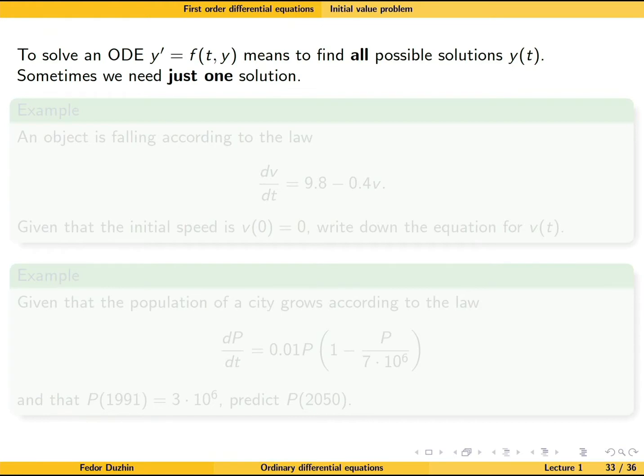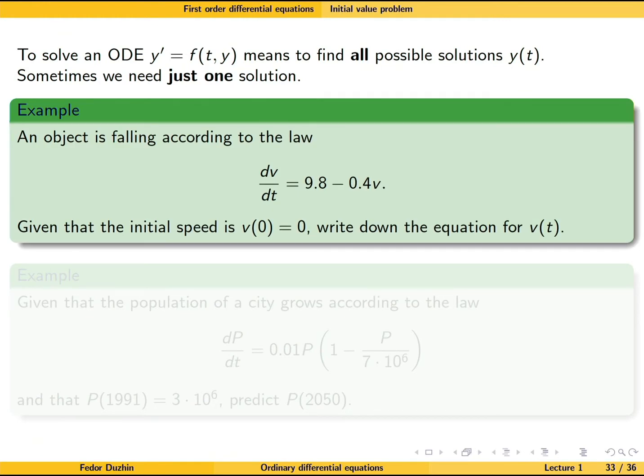Recall that to solve an ordinary differential equation means to find all its solutions, and there are usually infinitely many, but sometimes we just need one solution. So an example of this is from our first modeling example, right?